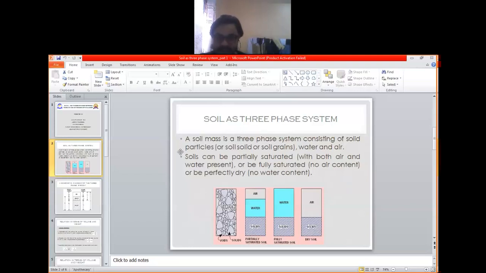The soil mass in nature is said to be made of three components. One is what? Soil solid or soil particle, water, and air. So here the statement is written. You can see a soil mass is a three-phase system consisting of soil solid or solid particles, soil grain, whatever, same thing, and water and air.